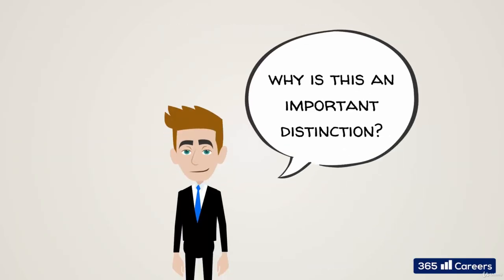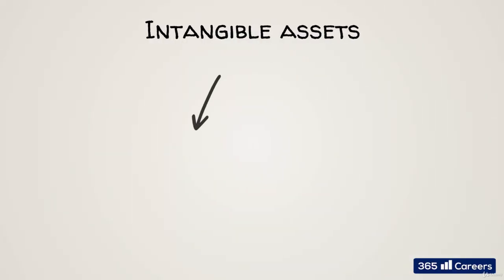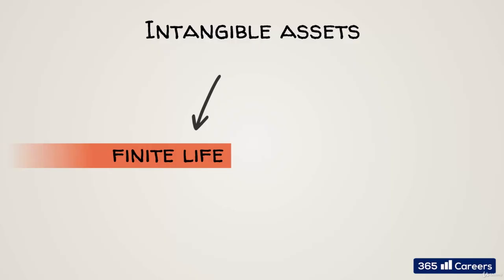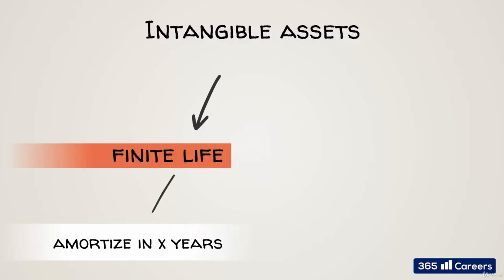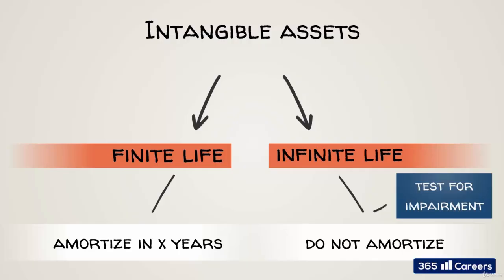Okay, why is it important to make this distinction? Well, depending on the type of intangible asset we have, one with finite or infinite life, we are going to either amortize the cost for the asset in the same way we depreciate tangible assets in a specific number of years, or alternatively, we are not going to amortize the intangible asset at all, and we are only going to test it for impairment. That is, we are going to test if the asset's value decreased or not.